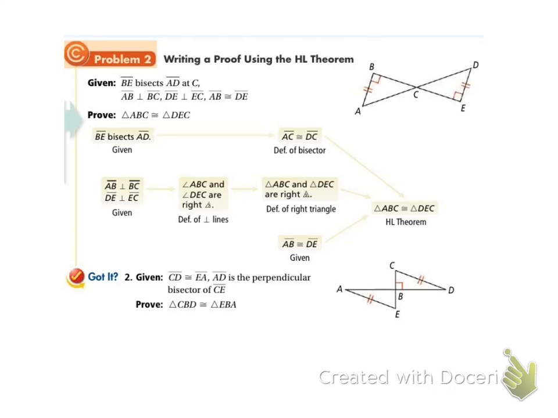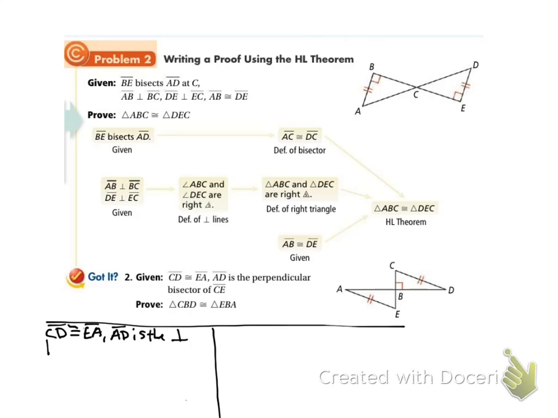Alrighty, here's another proof for us. I'm going to write my given first. So CD is congruent to EA, and AD is the perpendicular bisector of CE. So we can't really use that first thing, that CD is congruent to EA, right? It's already marked on my picture. Not much I can really do with it.